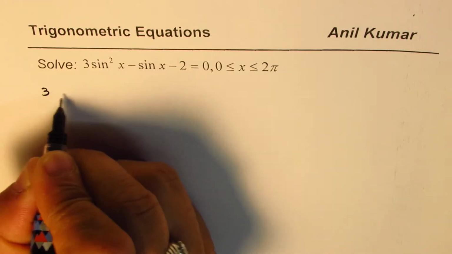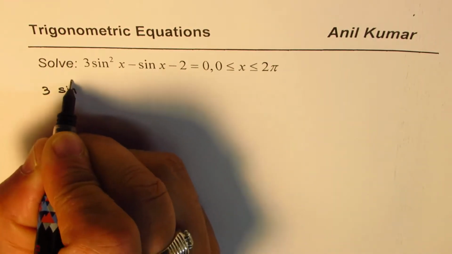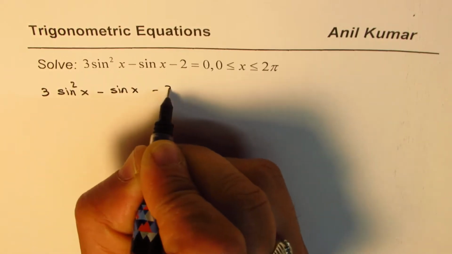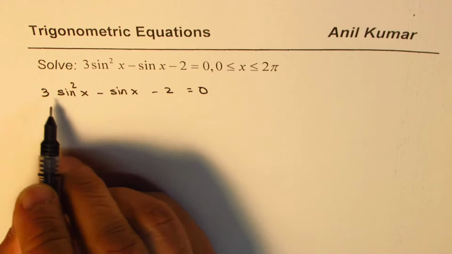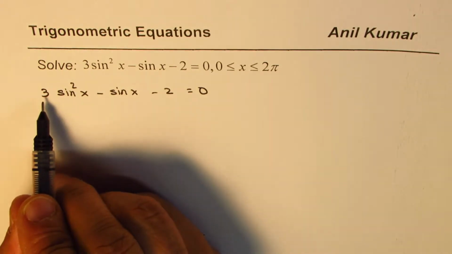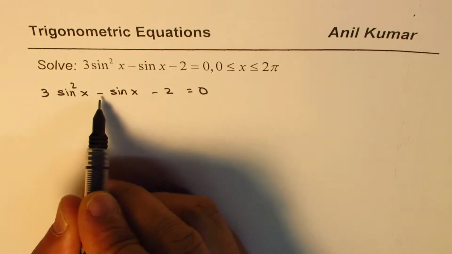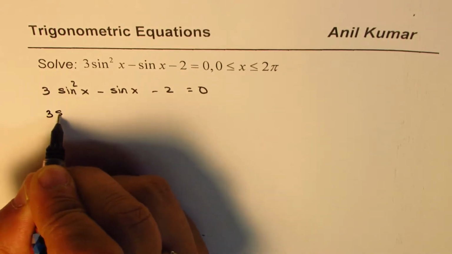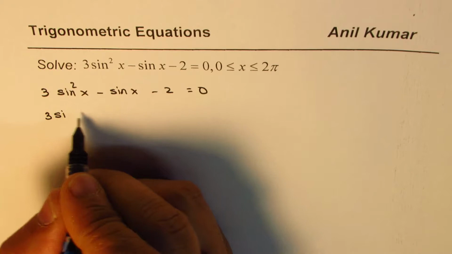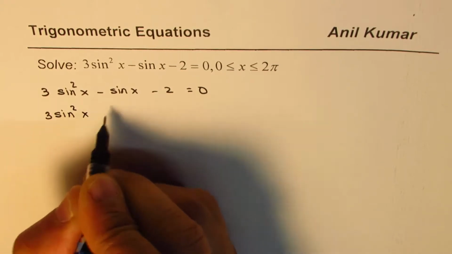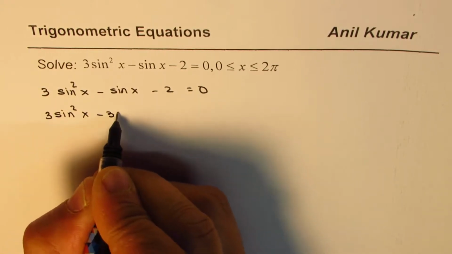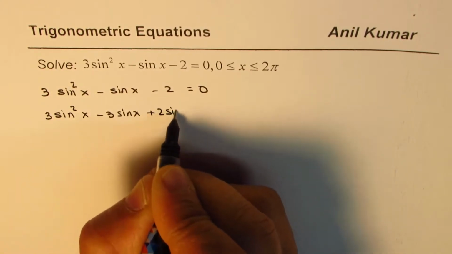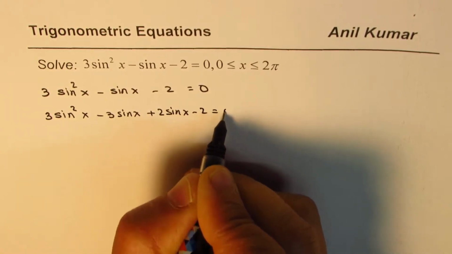The equation is 3 sine square x minus sin x minus 2 equals 0. So let's try to factor this. We're looking for a product of minus 6, sum of minus 1. So that means we could split this as 3 times 2, right? 3 sine square x, and 3 should be negative. So minus 3 sin x plus 2 sin x minus 2 equals 0.